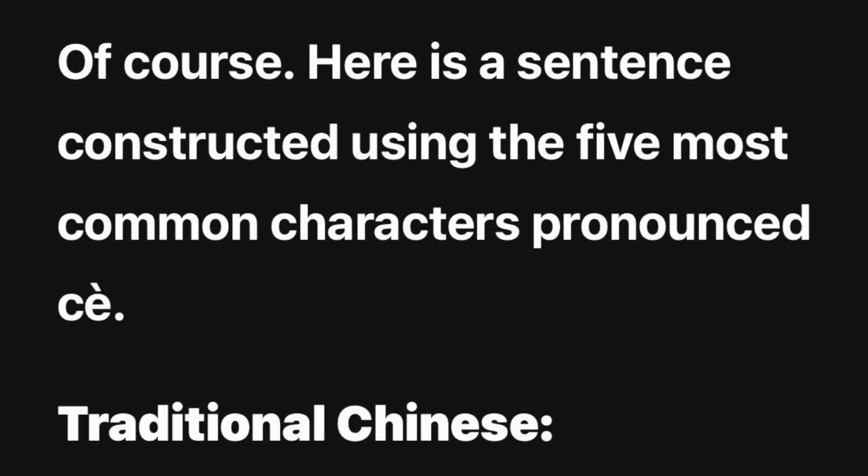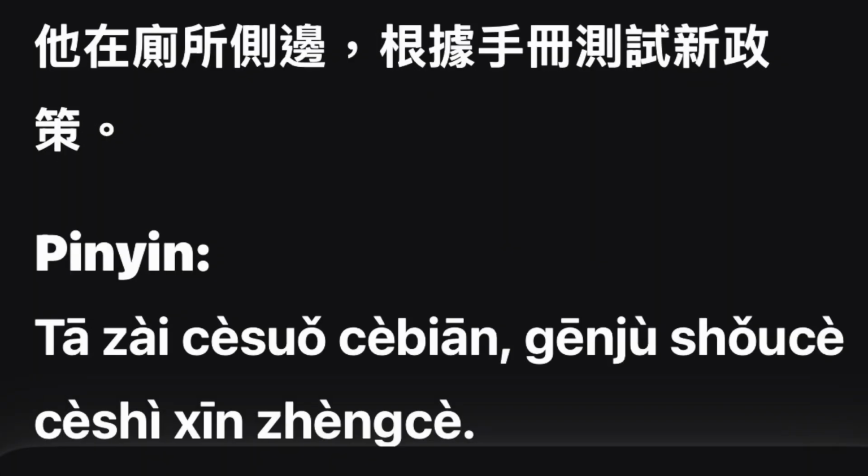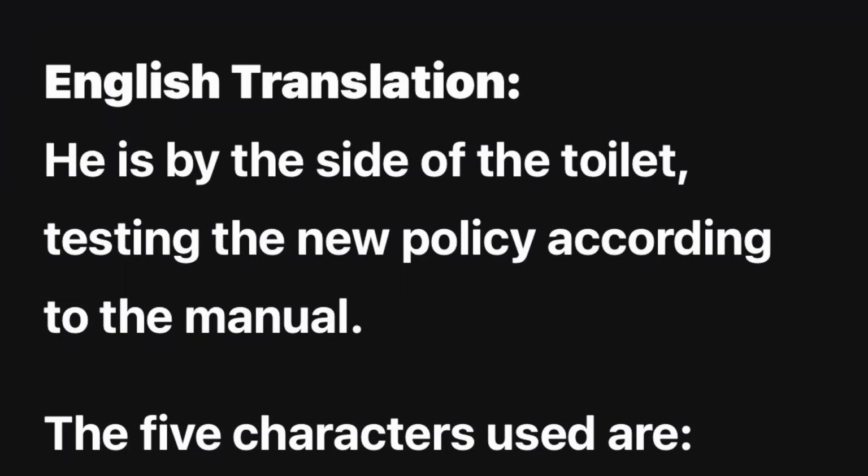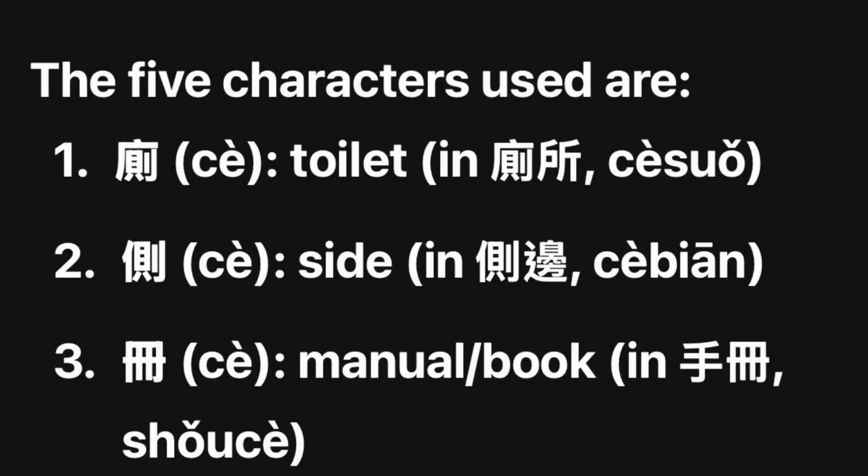Here is a sentence constructed using the 5 most common characters pronounced te in traditional Chinese. 他在厕所侧边，根据手册测试新政策。 He is by the side of the toilet testing the new policy according to the manual. And here are our 5 te characters for our review.